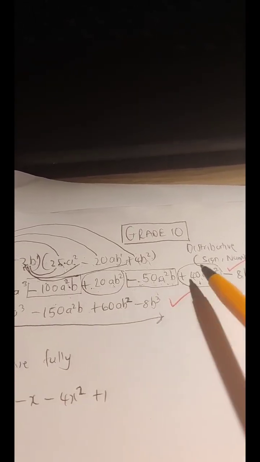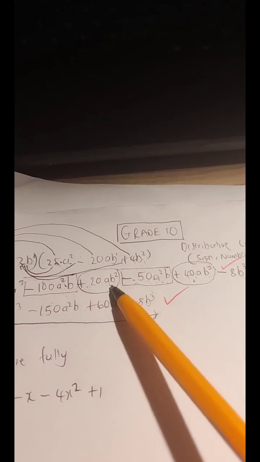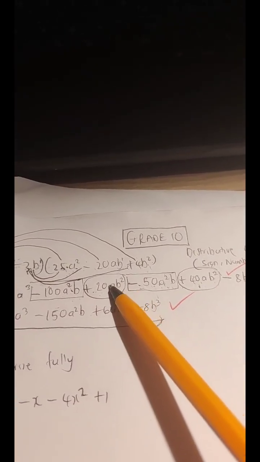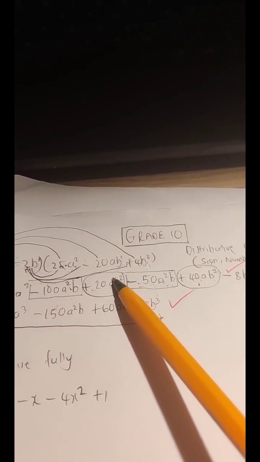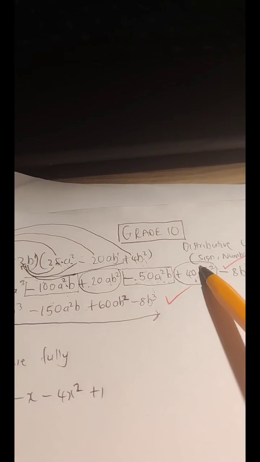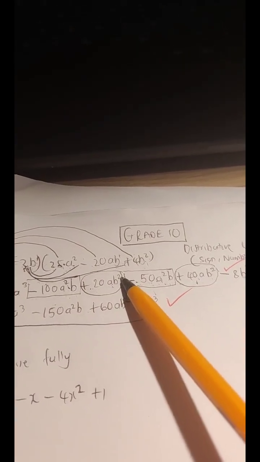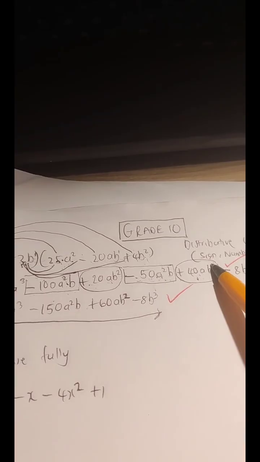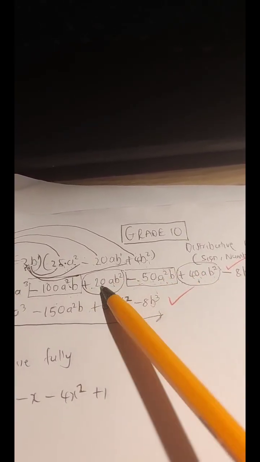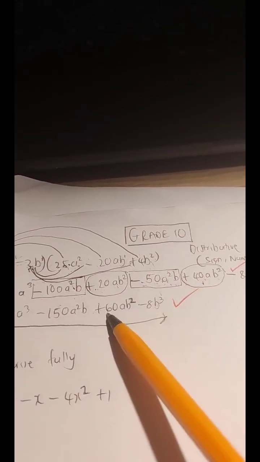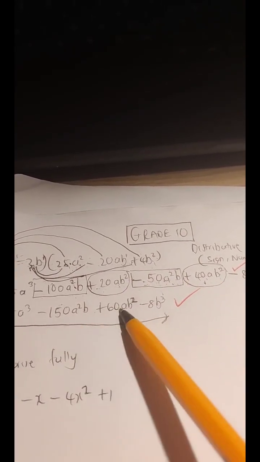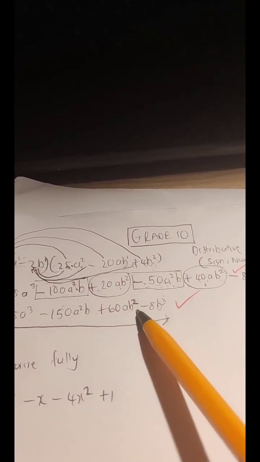Plus 20ab squared and plus 40ab squared also are like terms. Why? Because look at this a. This a has an unseen exponent, which is 1. Likewise, this a does as well. This b has the exponent 2. That b also has the exponent 2. So these are like terms. So you can add and subtract like terms. You get 60ab squared. But these two, they are not like terms.